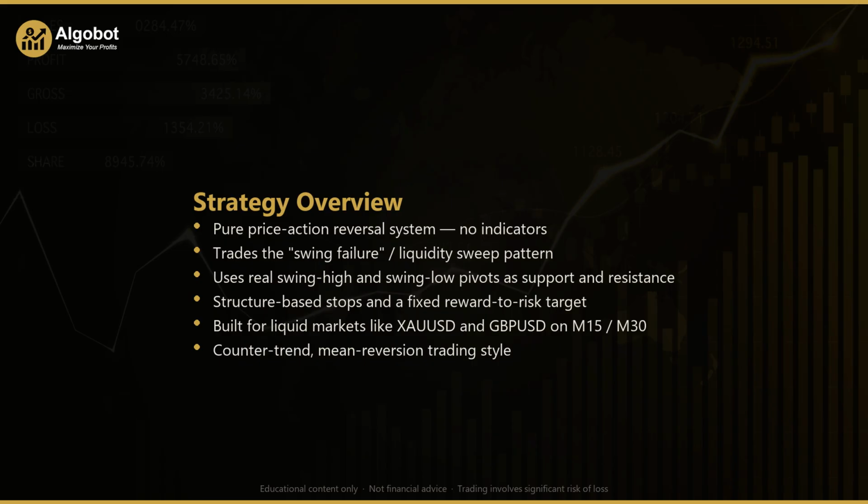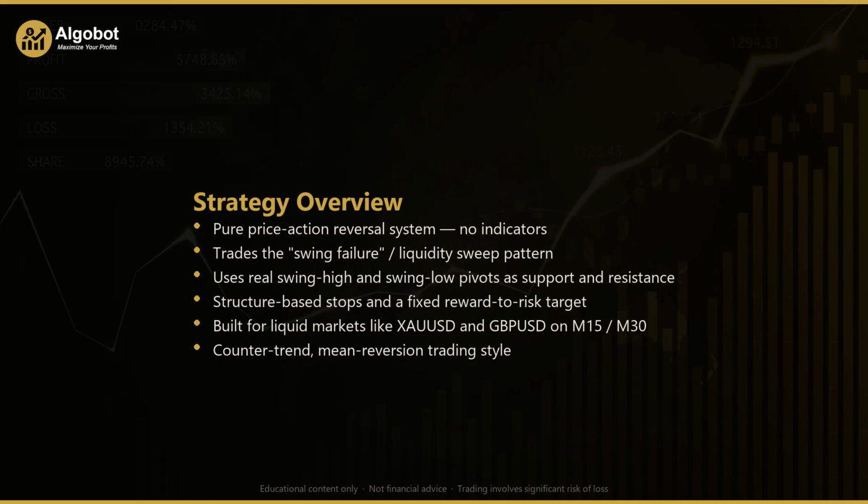Let me explain what a swing pivot is. A swing high is a candle whose high is the tallest point compared to a set number of bars on each side of it. That becomes a resistance level. A swing low is a candle whose low is the deepest point compared to the bars around it, and that becomes a support level. These are the natural turning points on any chart, and they're exactly where traders place their stop-loss orders, which means they're where liquidity pools up.